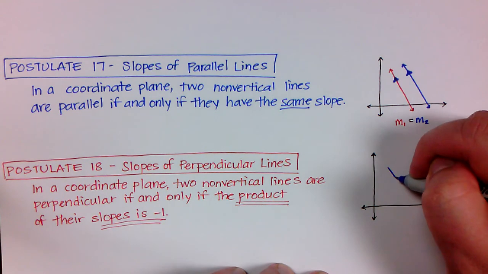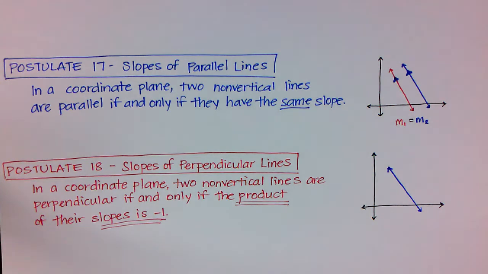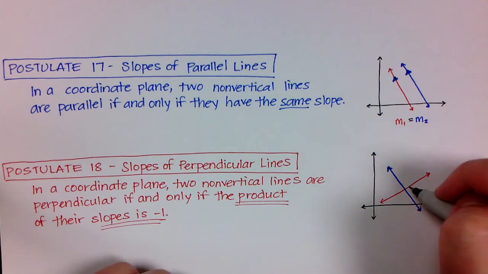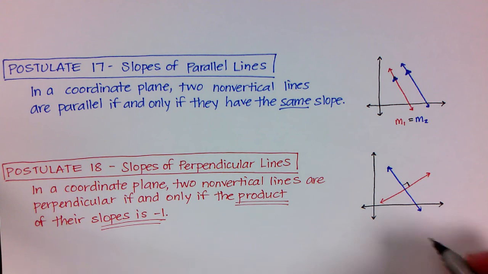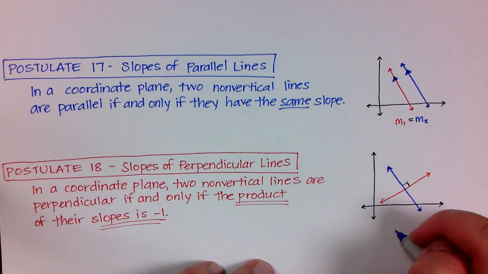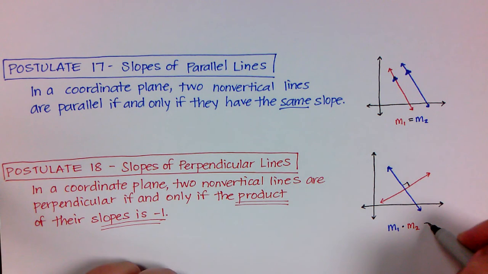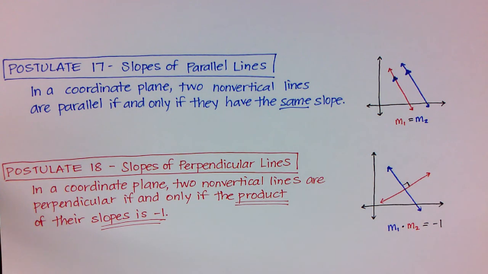So if I have my first line right here, and I have my second line like so, and if I had a symbol that told me that they were perpendicular, then I could say that the slope of M1 times the slope of M2, that's the red one, should be equal to negative 1. This is how you can tell just by looking at slopes if the 2 lines are perpendicular or if they're not. So let's go ahead and do an example right here.